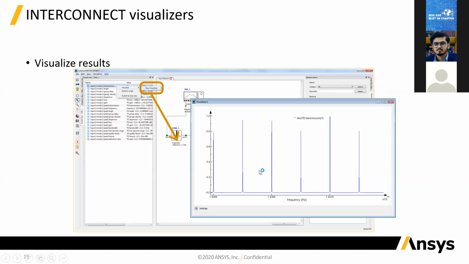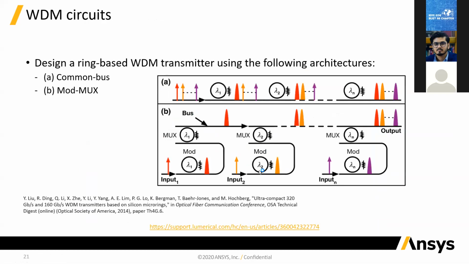Okay, so some application examples of interconnect. What type of simulations would you run using interconnect? Simply speaking, photonic circuits. One example would be a wavelength division multiplexer, a transmitter maybe.